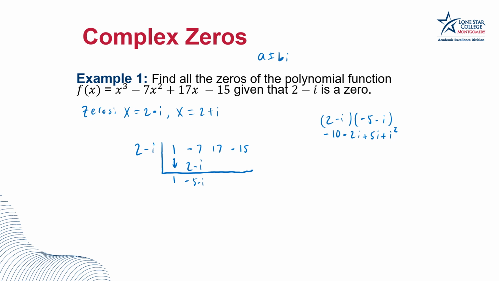Now, we can combine like terms, so we have negative 10. Negative 2i plus 5i is positive 3i. But remember, i squared is actually equal to negative 1 because i is equal to the square root of negative 1. So we can turn this into a minus 1, which we can then combine, which becomes negative 11 plus 3i. So that result will go under our 17 here.